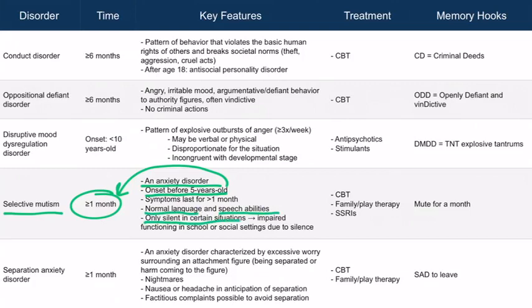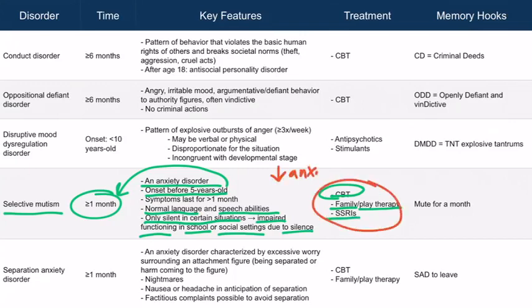And you may think that because they have normal language and speech abilities, it's an okay disorder to let persist, but it's not, because selective mutism really can impair functioning. For example, it can hurt their development in school or social settings because of that silence. They just miss out on so much development. Treatment for selective mutism involves CBT, as well as family and play therapy, and the use of anxiety-reducing medications such as SSRIs. The goal of all these treatments is to help reduce anxiety.